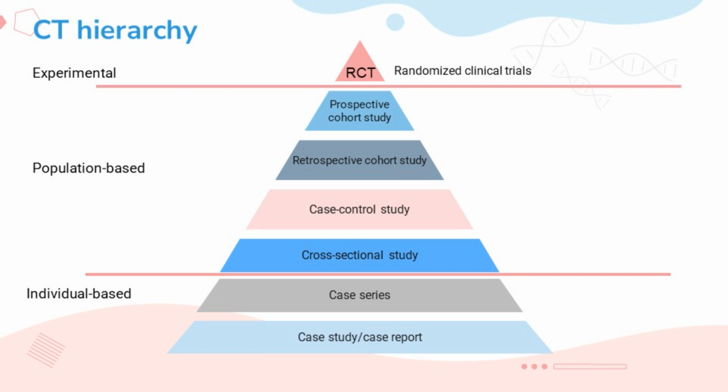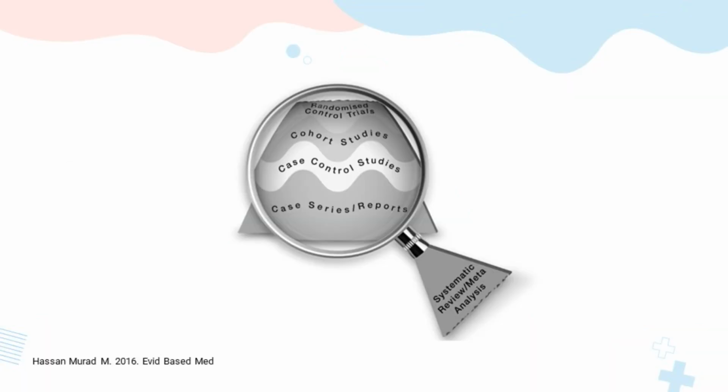Somewhere, non-randomized trials are directly under RCTs. In some sources, they are equated with cohort studies. However, it is important to know that this hierarchy is not dogmatic and depends largely on the quality of the study. Thus, a high-quality cohort study is rated higher than a low-quality randomized trial.